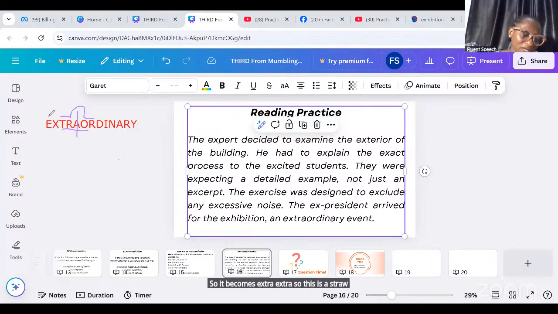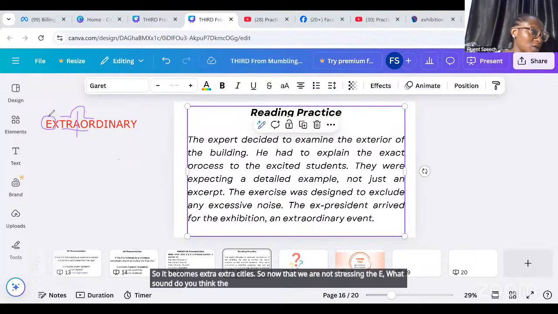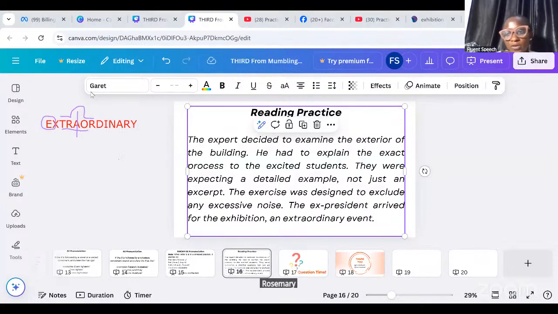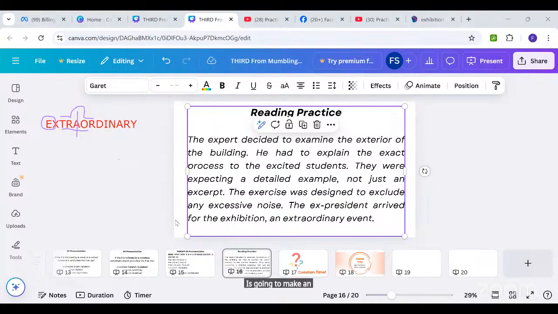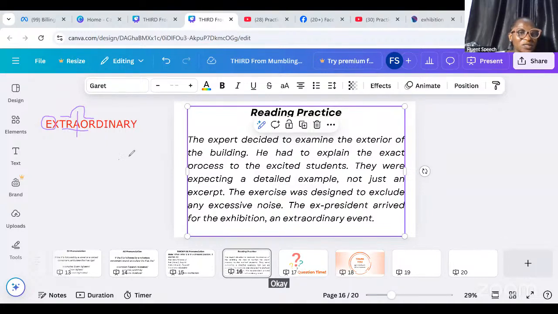So now that we are not stressing the E, what sound do you think the E will make? Is it the A or the A? Rosemary, you're muted. Please unmute. What sound is the E making? It's going to make an E sound, just like egg. Extra. Okay. So then the X, what sound do you think the X will make? Is it kus or guz?